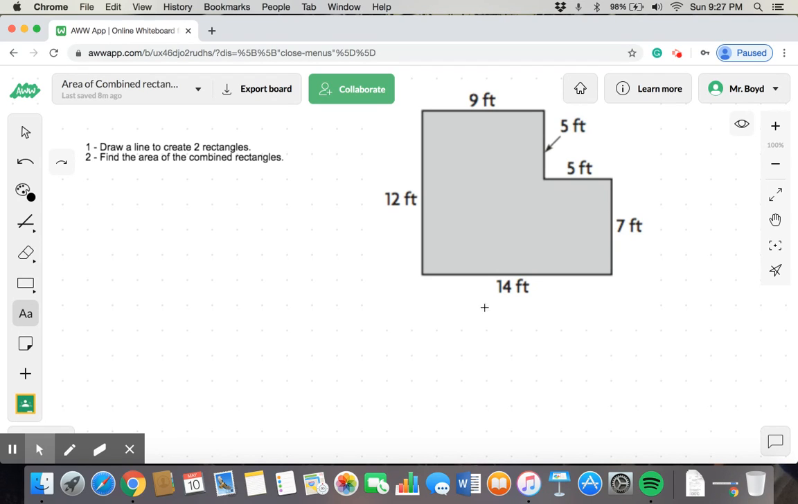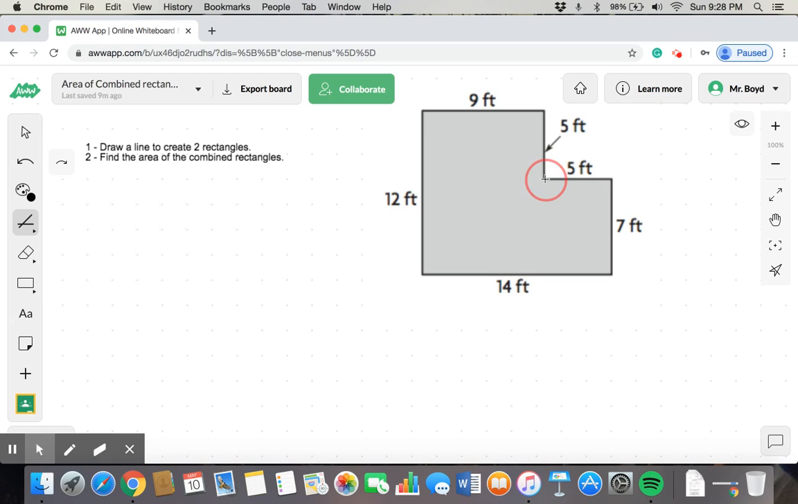Now, first thing we need to do is to draw a line to create two rectangles, because if we try and find the area of this whole shape, it's not exactly a rectangle, so we have a missing area here. So the way we're going to do it is we're going to draw a line, create two rectangles, find the area of each rectangle, and then add those areas together.